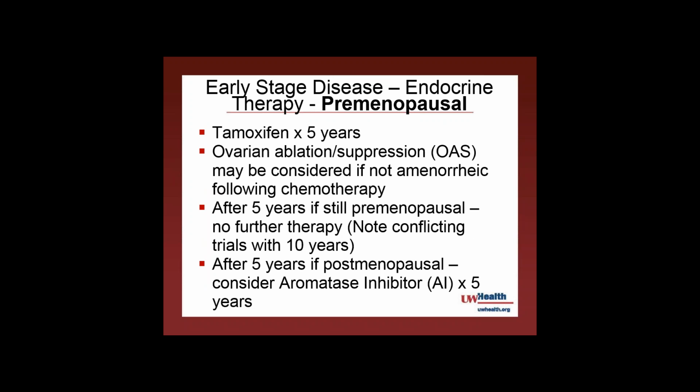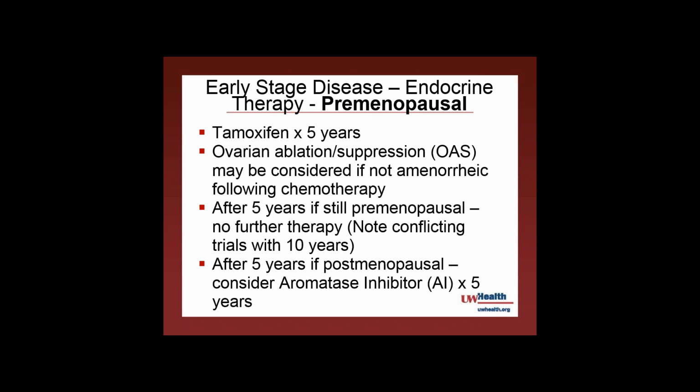So if you are premenopausal, the recommendation for early stage disease is tamoxifen times 5 years. Ovarian ablation or suppression may be considered, if not amenorrheic, following chemotherapy. After 5 years, if you're still premenopausal, you could do no further therapy is kind of the current recommendation, but there are conflicting trial data with continuing for 10 years. I think if it were me and I was offered it, I would continue it if I were premenopausal.